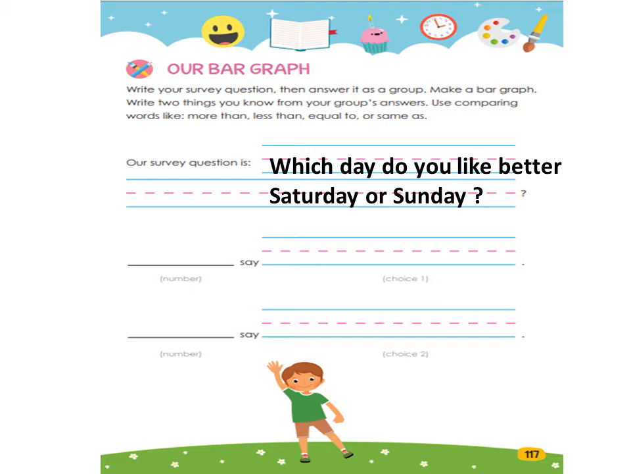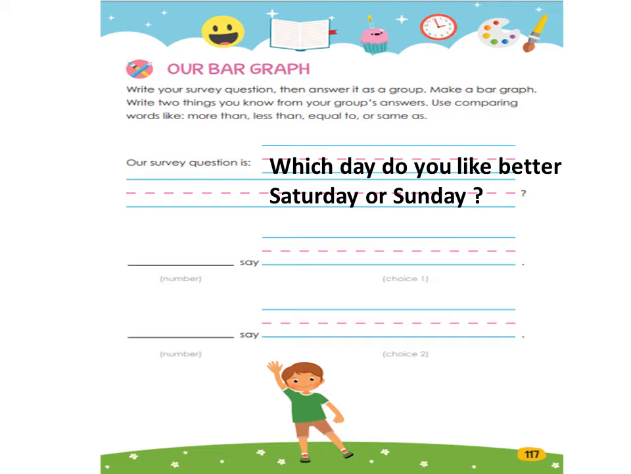Our bar graph. Write your survey question. We said that each graph must have a question to answer, a survey question, to make a graph. Then answer it as a group and make a bar graph. Write 2 things you know from your graph's answer. Use comparing words like more than, less than, equal to, or same as.